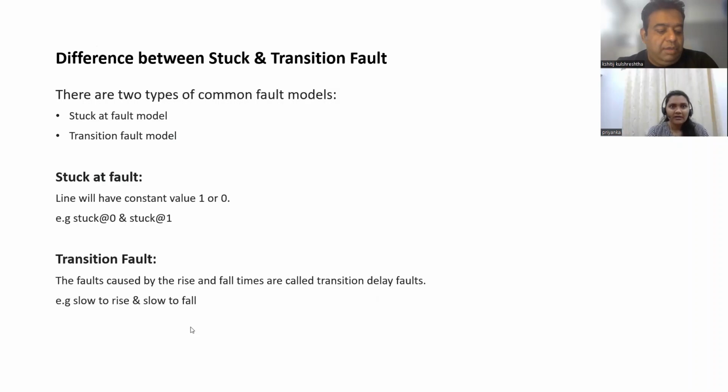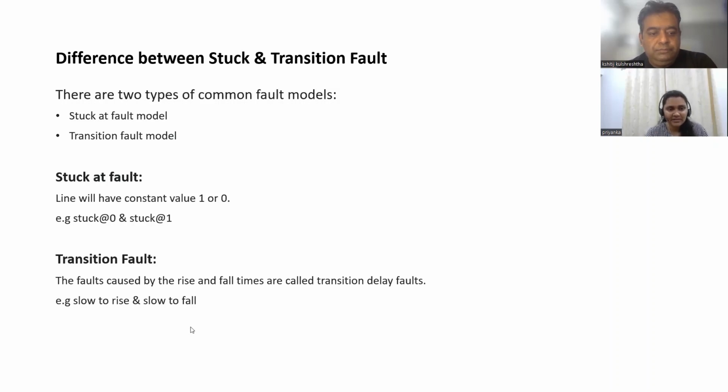As Kshitij already explained, there are many fault models we are using for testing in DFT. But the most common fault models are the stuck-at fault model and the transition fault model. In the stuck-at fault model, if any line is stuck at 0 or 1, we call it a stuck-at 0 or stuck-at 1 fault. It means you are not getting the correct output every time; you are getting some error in your output.